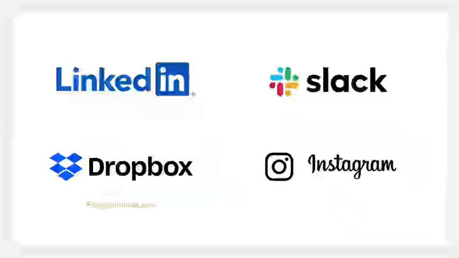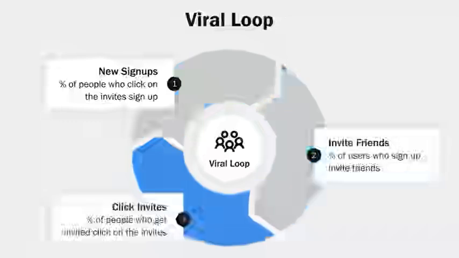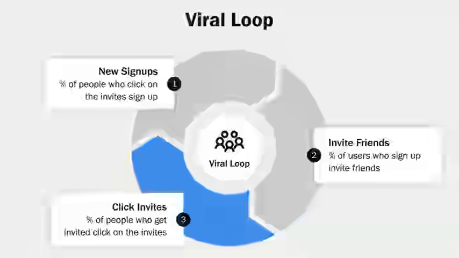loops. If we took a look at companies like LinkedIn, Slack, Dropbox, and Instagram, they all have a powerful acquisition mechanism at the center of their growth model, the viral loop. A viral loop is simply as users sign up, a certain percentage invite friends, and a certain percentage of those invites click on those and redeem those invites to become new users, repeating the loop over and over again.